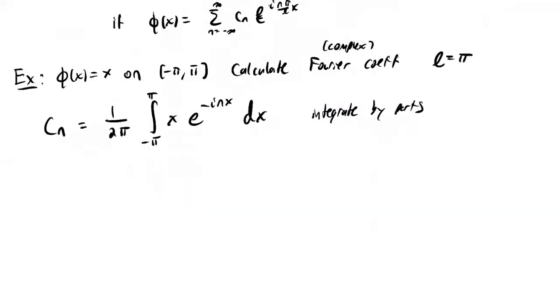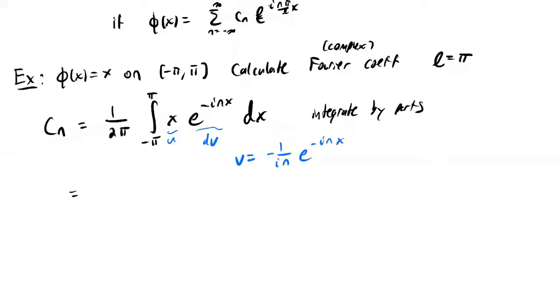Right, and so this is going to be my u, this will be my dv, and so v is the antiderivative, so v is going to be minus 1 over in e to the minus inx. Right, you can take antiderivatives of complex exponentials just the same way you would for regular exponentials. It's the same formulas.